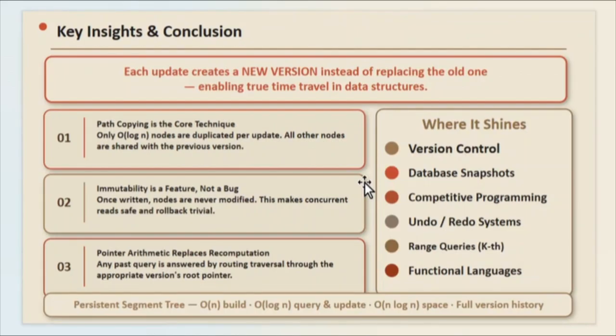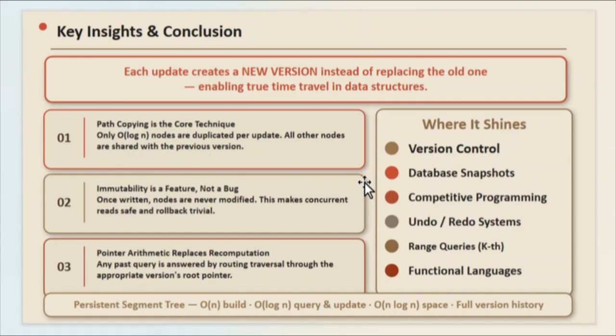To summarize, the power of persistent segment trees comes down to three insights. One, path copying is the core technique. Only big O log n nodes are duplicated per update. Everything else is shared. Two, immutability is a feature, not a limitation. Once written, nodes are never modified, making concurrent reads safe and rollbacks trivial.